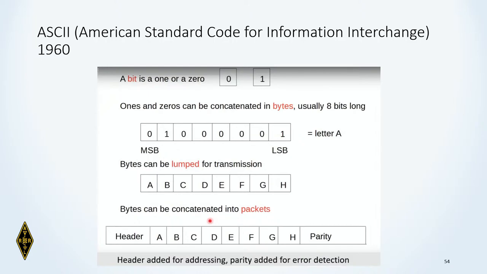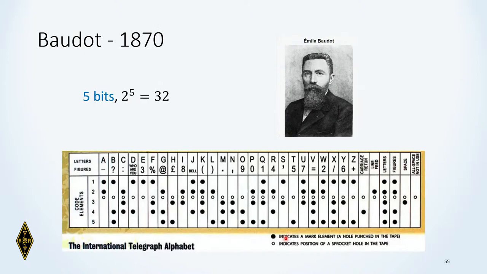And those strings can be concatenated into packets. And we'll be talking about packets next week. But a packet can contain a header, like an address of where you want to send this packet. It can contain all of this information, which might be an email message. Then parity is a concept where you can detect if there are errors in any of this data. Well, that's a high level picture.